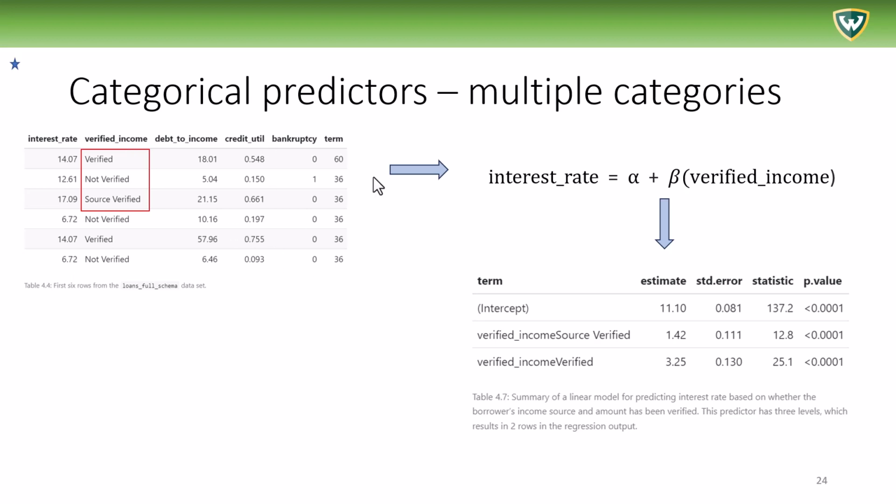So we can use multiple regression the same way as we have been explaining. We can have this verified income as a predictor. In this case, we're assuming the verified income can predict the interest rate. We load this data into a regression model, and then we get the results, the estimates, the coefficients. But we have to do a little bit of transformation to actually understand this.